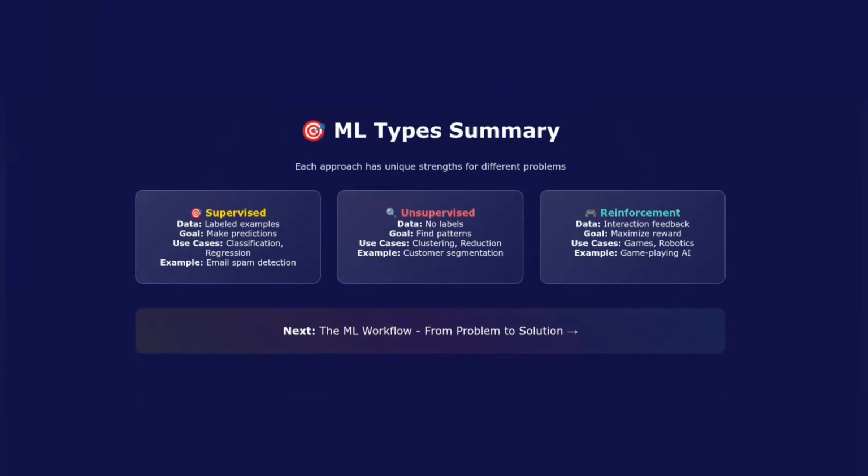Understanding these fundamental distinctions is crucial as we move into the practical aspects of building ML systems. Next, we'll look at the typical workflow involved in any machine learning project.